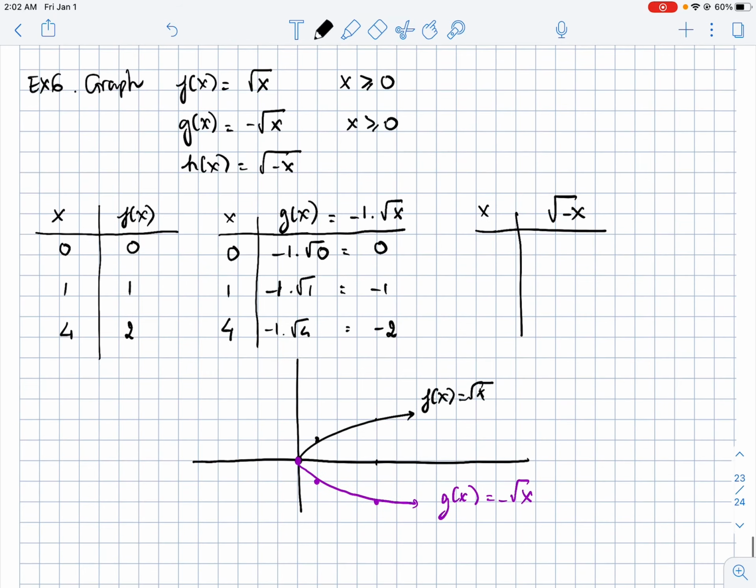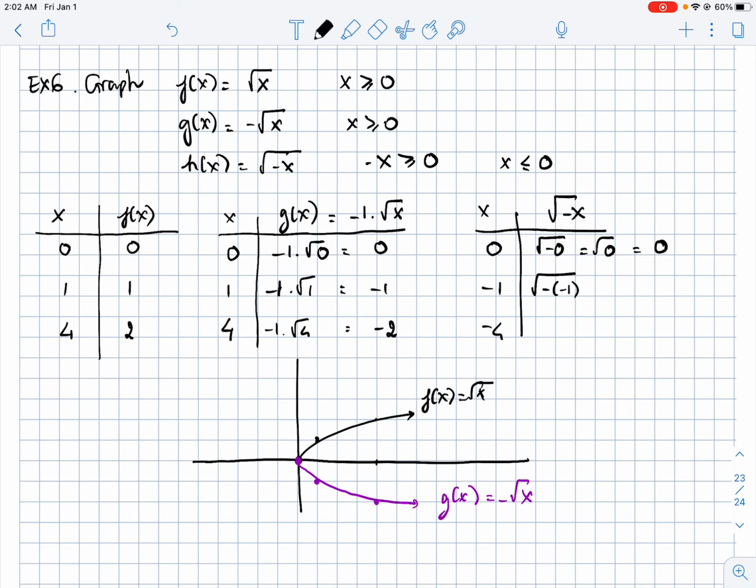The function h of x with the minus inside the square root. We see that the domain is negative x greater than or equal to 0. When we multiply both sides by -1, the inequality will switch. So we will make x less than or equal to 0. So 0, -1, and -4.